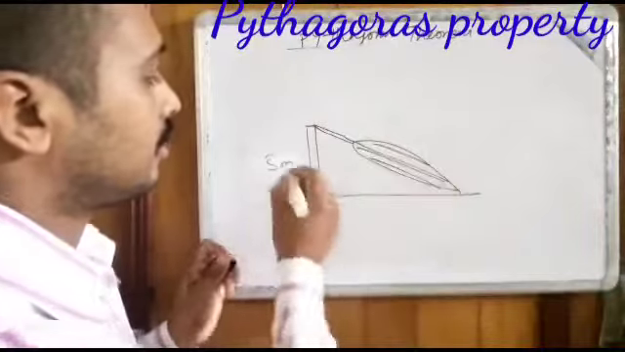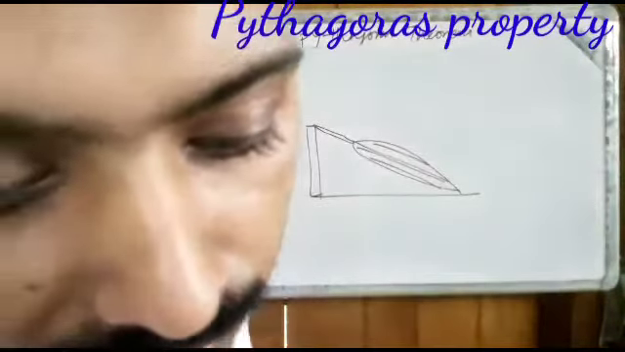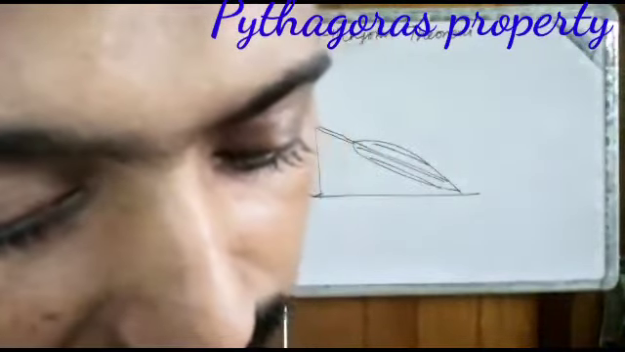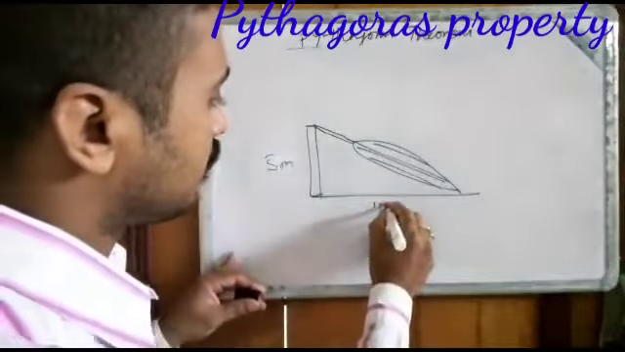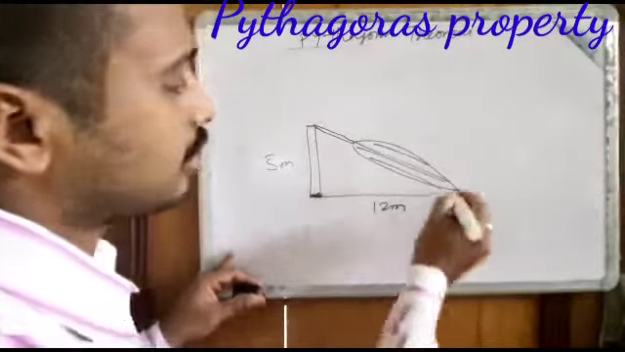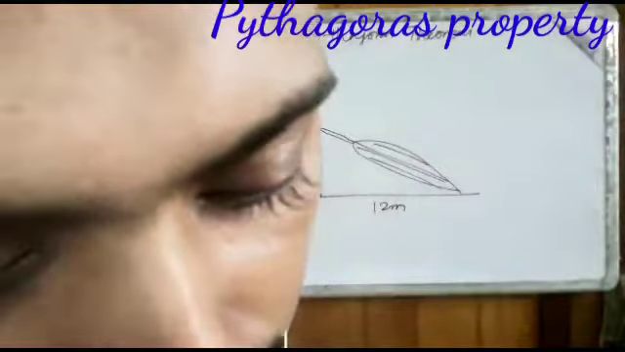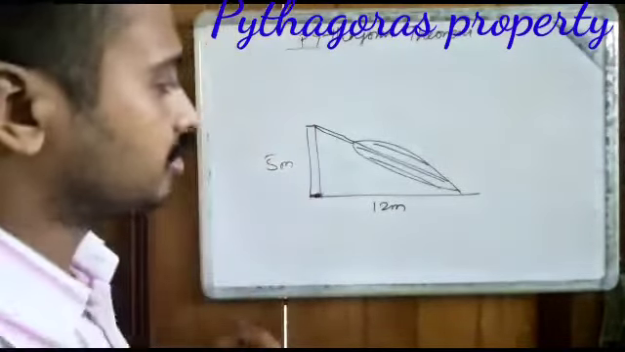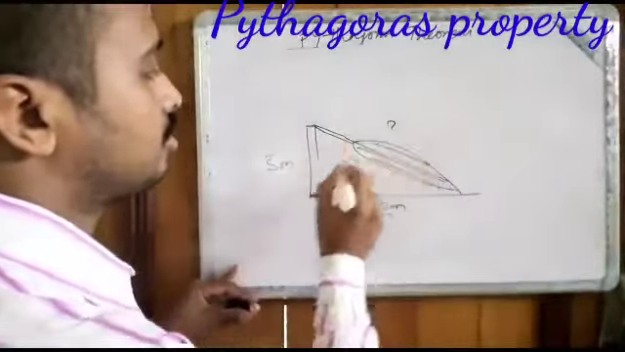Okay, a tree is broken down at the height of 5 meter from the ground, and the top touches the ground at a distance of 12 meter from the base. 12 meter from the base से top of the tree का distance है 12 meter. Find the original height of the tree. What is the height of the tree? This has to be found.